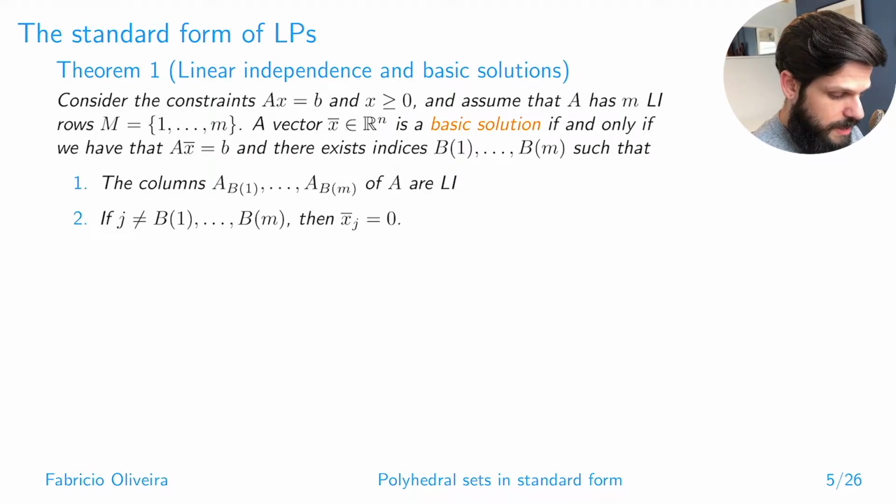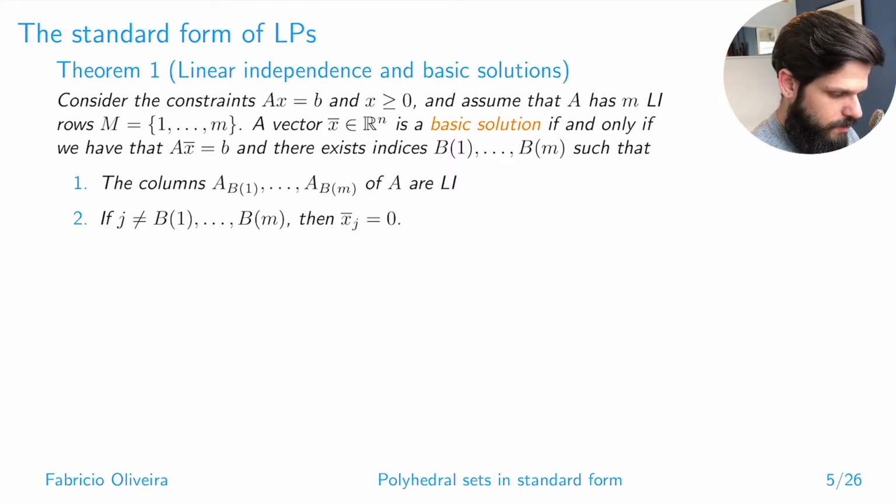And what we have is that there exist indices represented by B1 up to Bm. These indices are basically saying that I'm picking columns of A, where I originally have n columns, and from the n columns I'm picking m columns. I'm doing that in a way that the columns are linearly independent as well. And if I have a column that is not represented by those I selected, then the respective variable is set to 0.